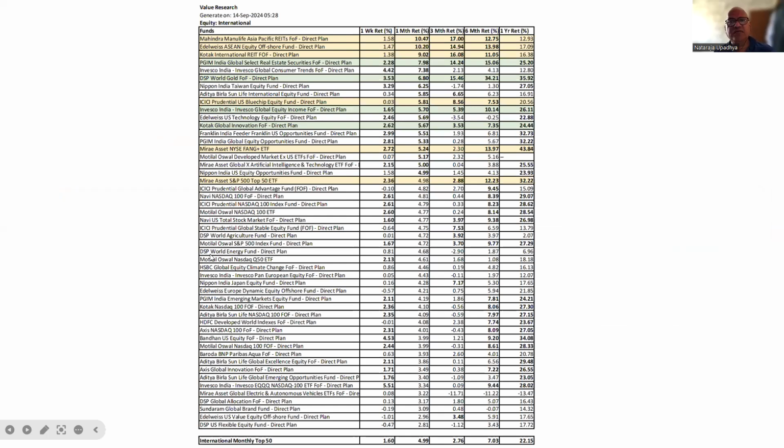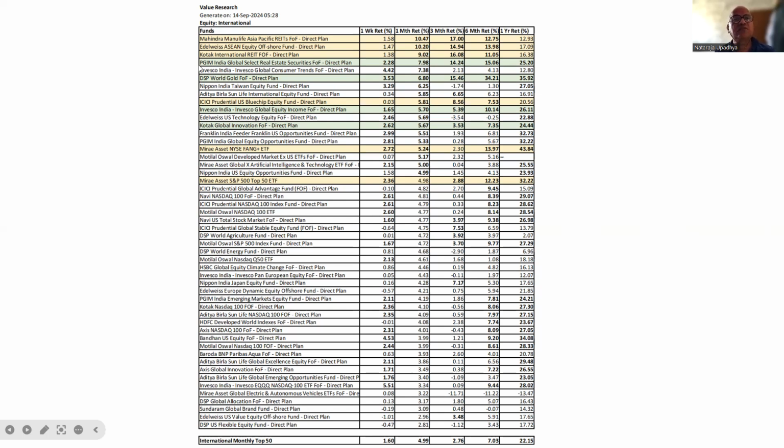Finally, we are coming to the international funds. There are more than 50 funds, so the monthly top 50 are given. 1.6% for the week is not bad. 4.99 for the month is subdued. 2.76 for 3 months is not good. 7.03% for the 6 months is not good. 22.15 annual return also is not good.